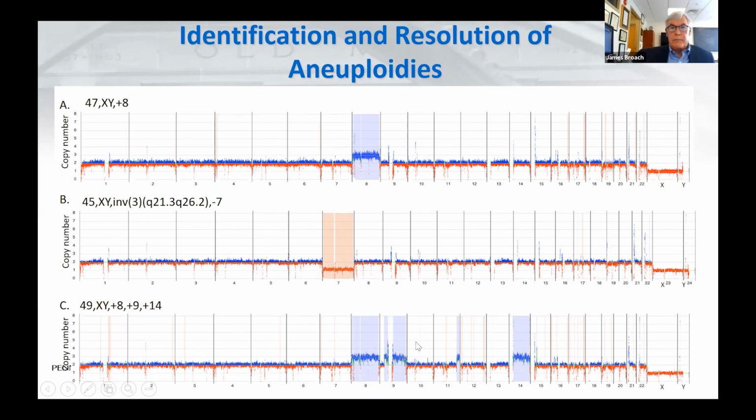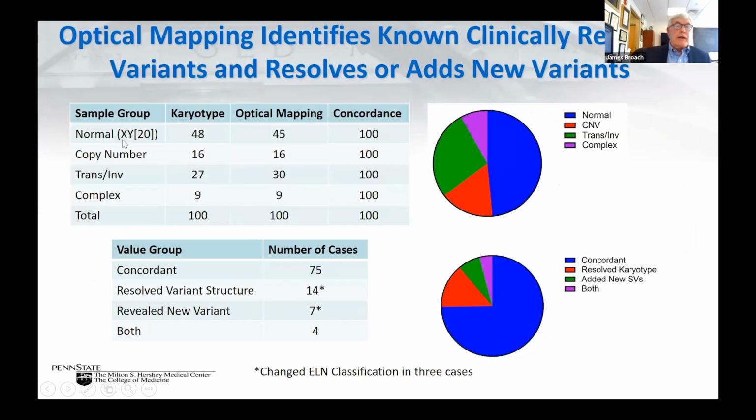the standard karyotyping. So in all, we had about 48 cases that were normal by karyotyping, 16 that were abnormal with altered copy number, 27 with translocations or inversions, and 9 that were complex. All of these variations that were identified, all of these clinical observations observed by karyotyping were also observed by optical mapping with a concordance of 100%.